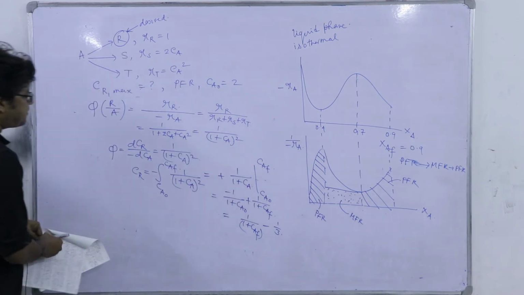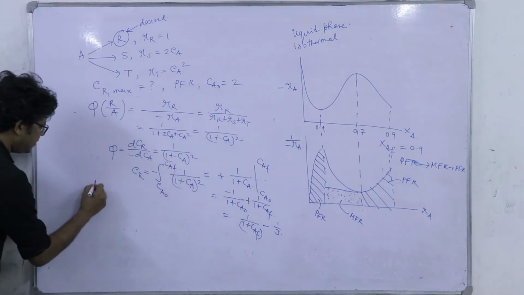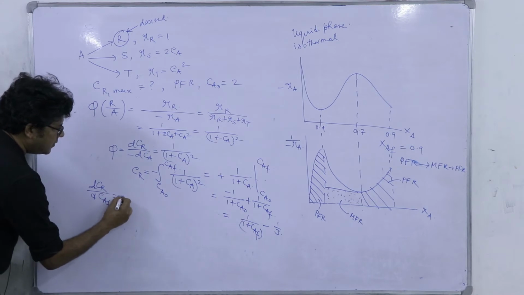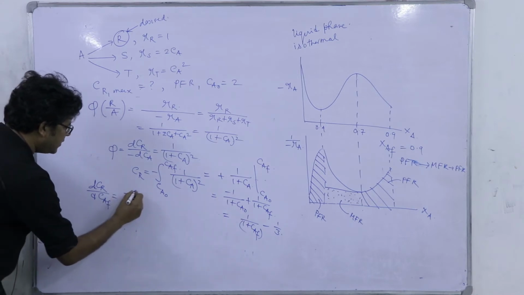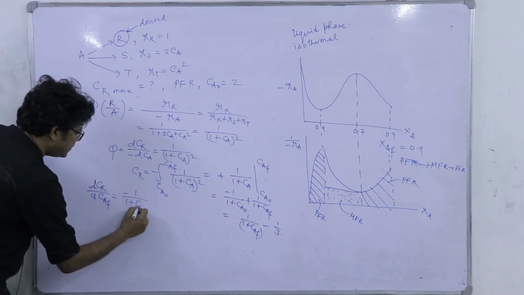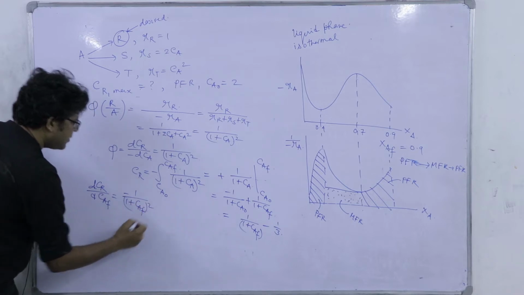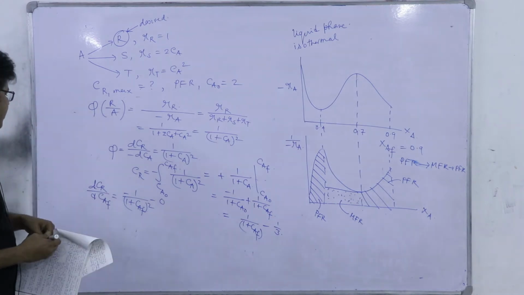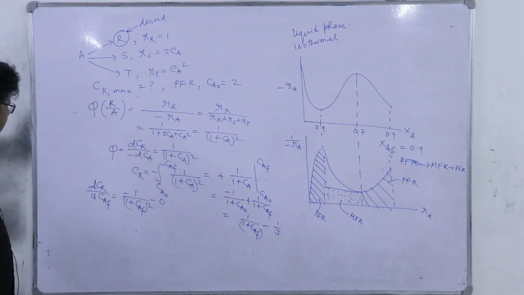So, now dCR by dCAF is 0, minus 1 divided by 1 plus CAF square minus 0. So, that we have to set equal to 0. Am I doing it correctly? Yeah.